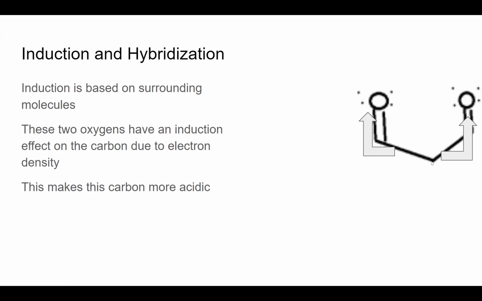This makes this carbon right here a lot more acidic and more willing to donate the proton. On top of that, because this carbon can actually make a double bond with this second carbon right here, it can resonate and kick the negative charge after donating the hydrogen all the way up to these 2 oxygens.